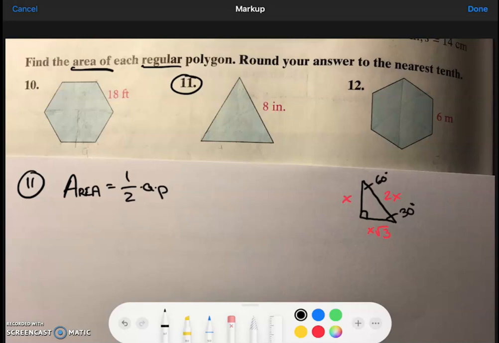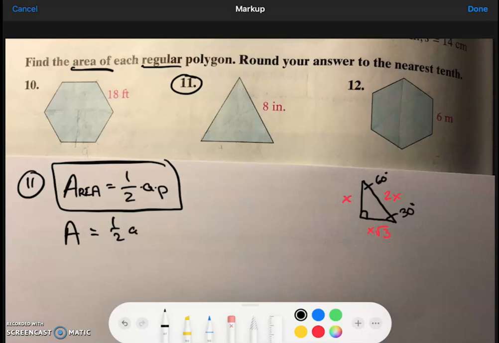One of the things we're going to need is the formula, which of course is 1/2 apothem times perimeter. The perimeter is not going to be a problem since we have the side length of 8. So we know the area is going to be 1/2 apothem times 8 times 3 on a three-sided figure. So the perimeter is 24. The problem is going to be the apothem. We're going to need to have this side length right there in red.